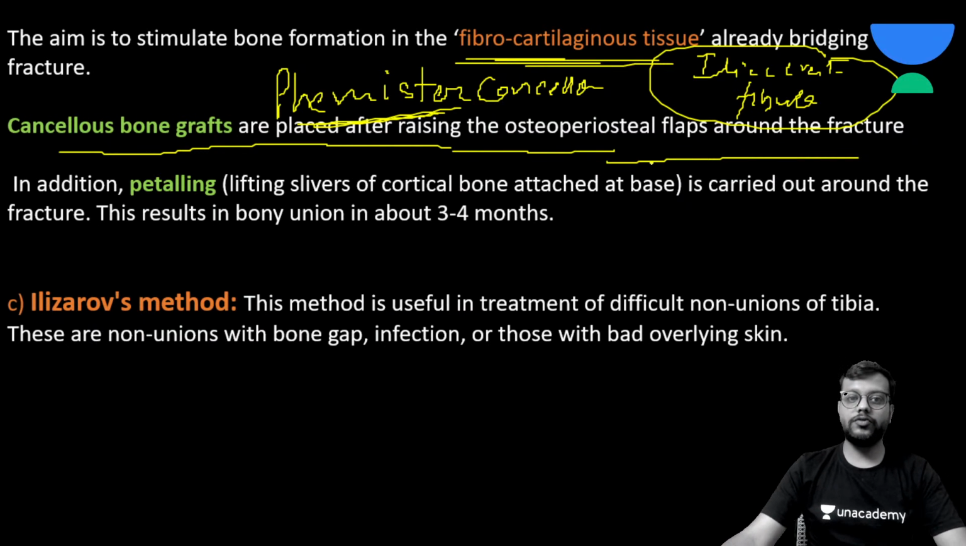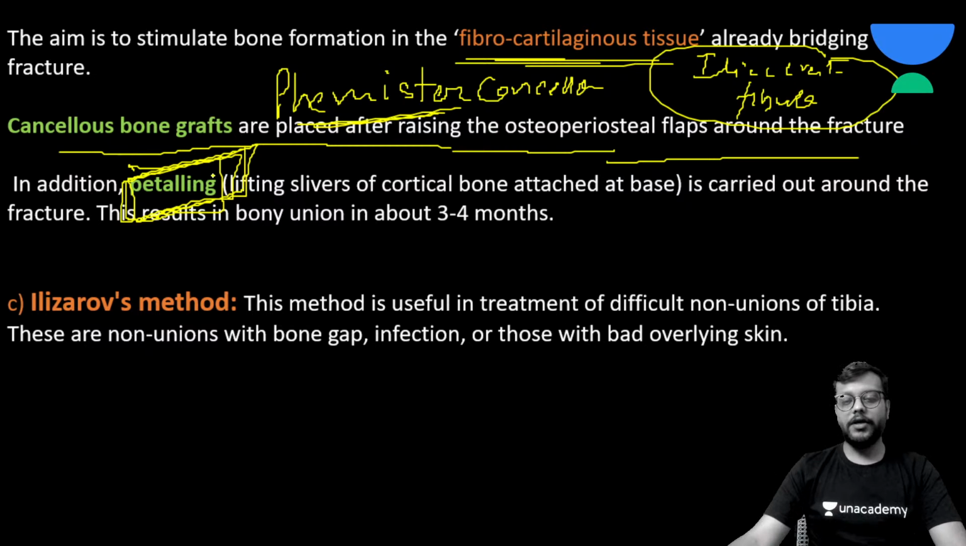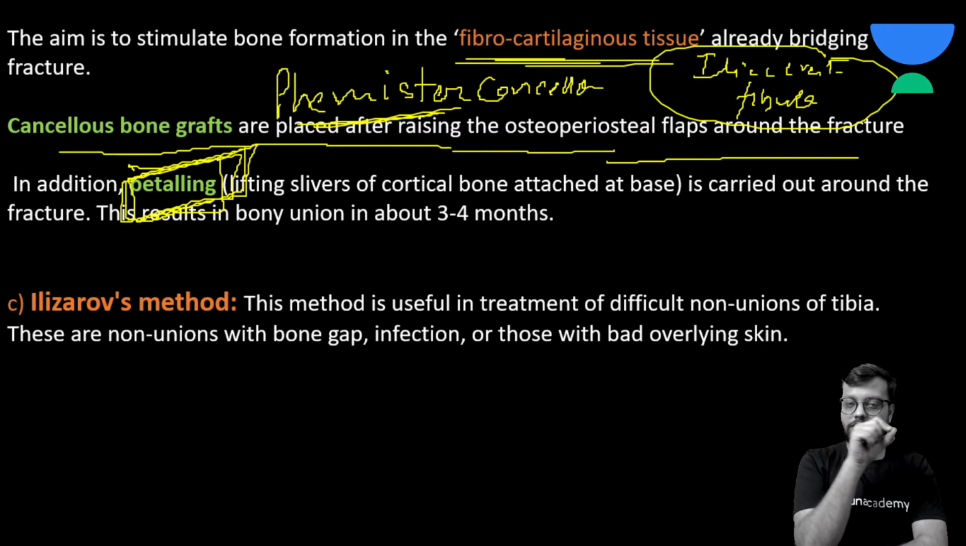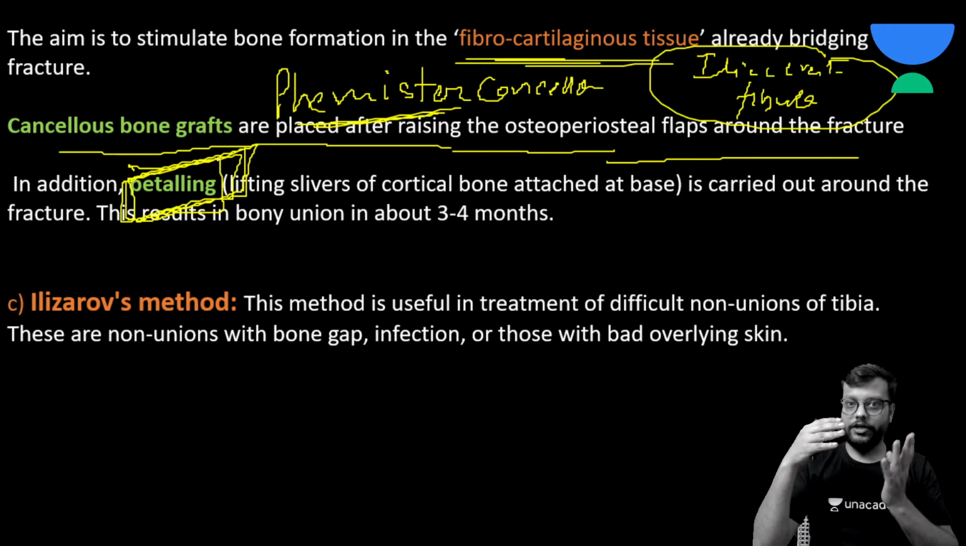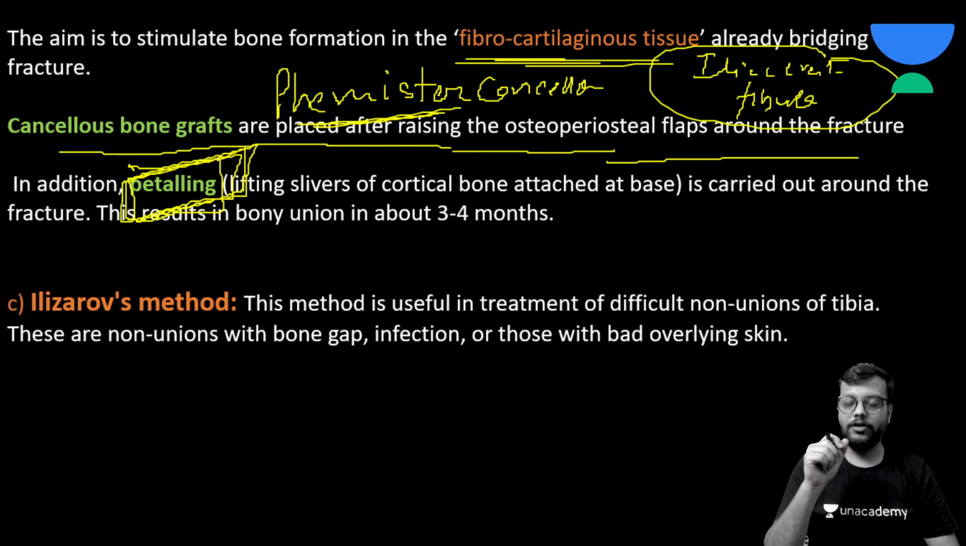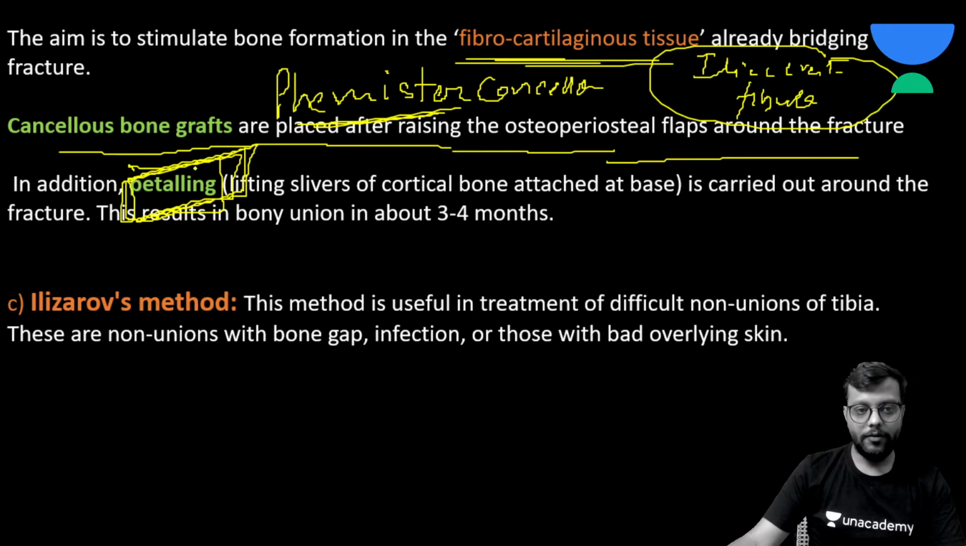Plus, in addition to the Phemister graft we have another procedure that we do here, called the petalling. What is petalling? Around the fracture sites little cortical new bones are formed, which hinder the contact of the fracture surfaces. So with the help of instruments, a hammer and a chisel, we remove these cortical bone attachments. This is called petalling.